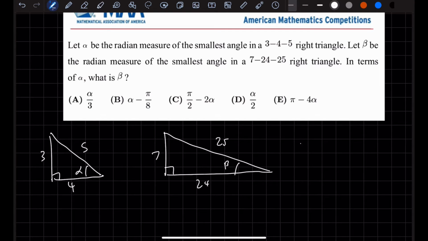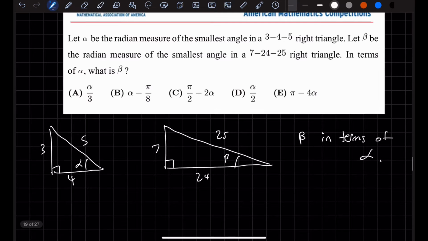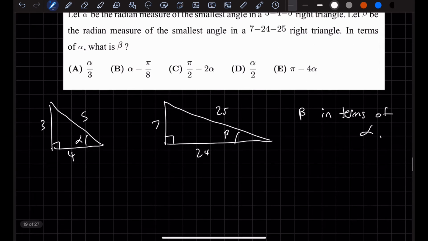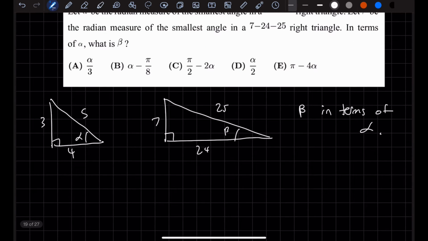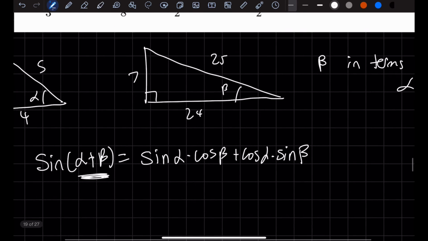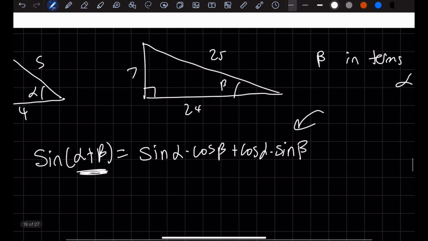So the question wants us to find beta in terms of alpha. To find a connection between alpha and beta, right now we are kind of directionless. I don't really see how we could do that. So let's just play around with the numbers a bit. If we have sine of alpha plus beta, this will connect the relationship between alpha and beta. And that would be, by definition, sine alpha times cosine beta plus cosine alpha times sine beta. This is just a property that you need to memorize.